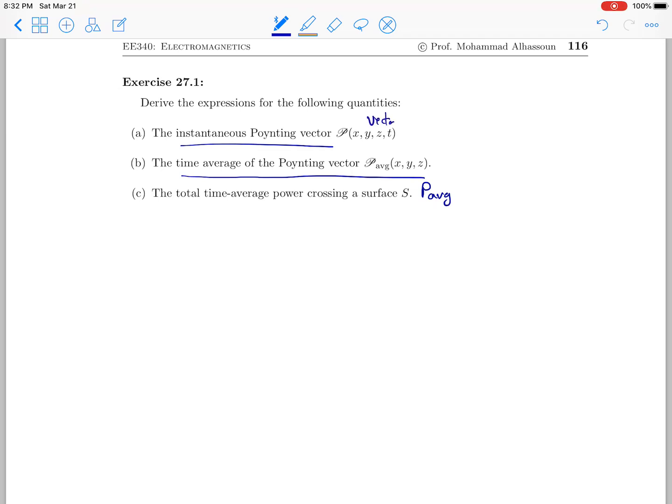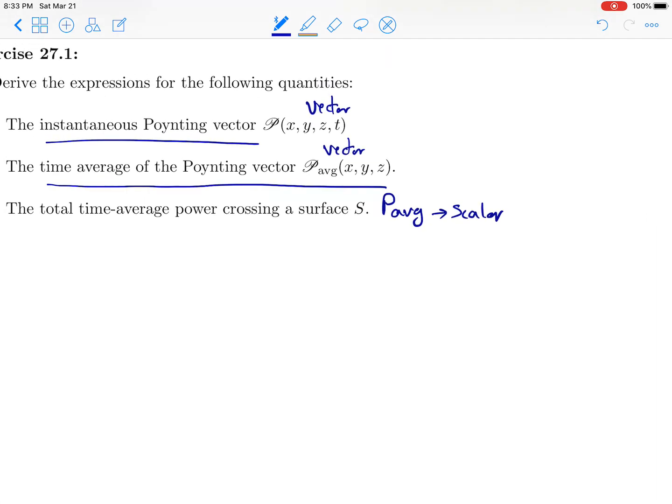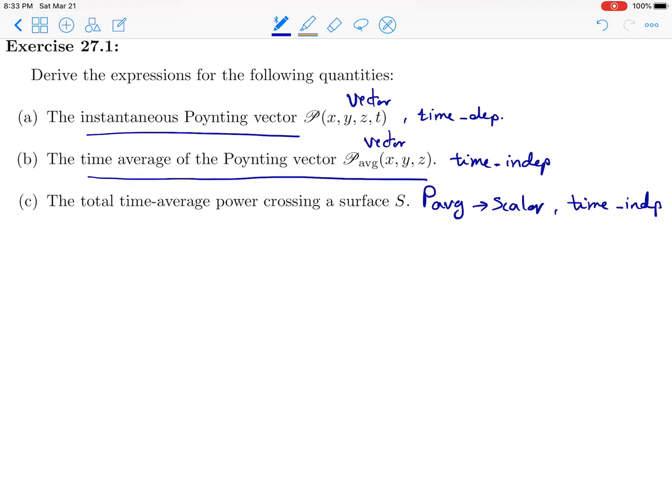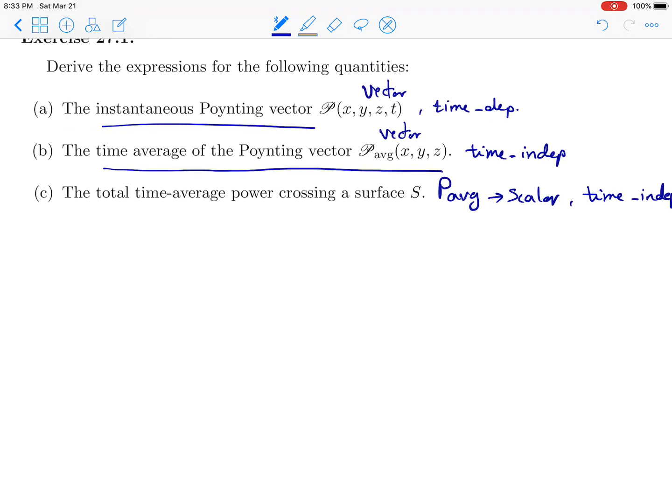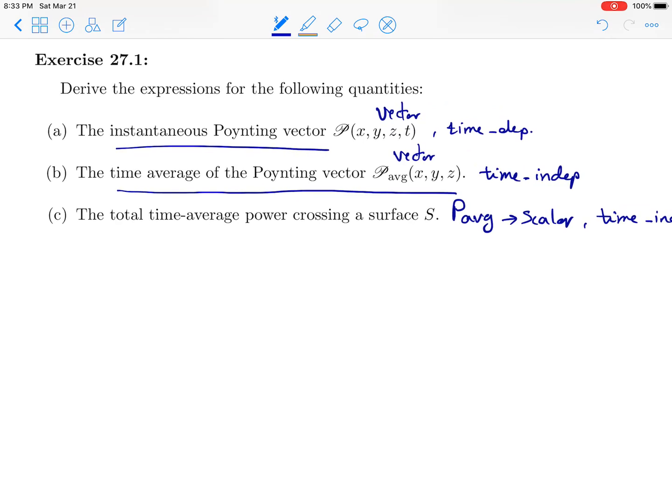This one is a vector. This one is a vector as well. This one is scalar. This vector is time dependent. This one is time independent, and this one is time independent as well. So let me go ahead and derive the first one.